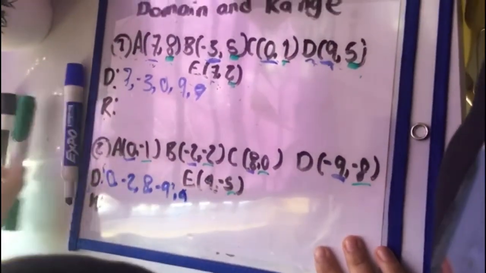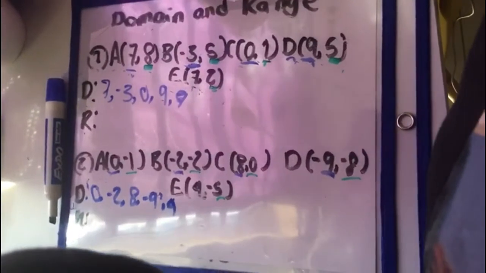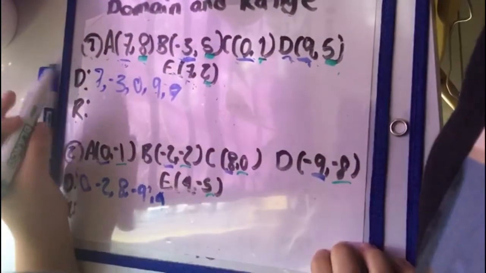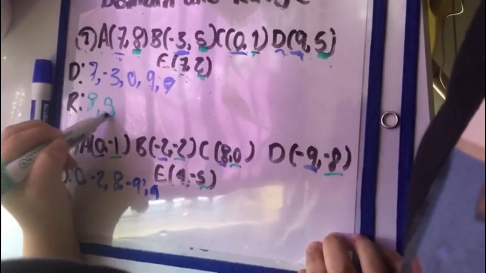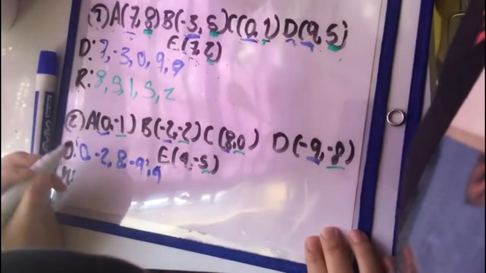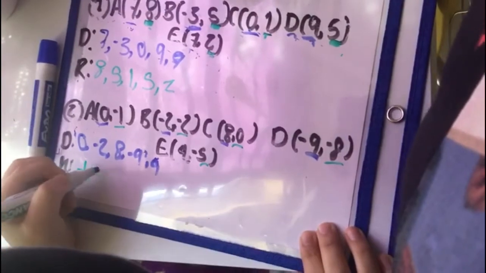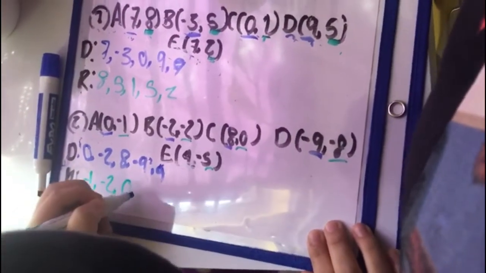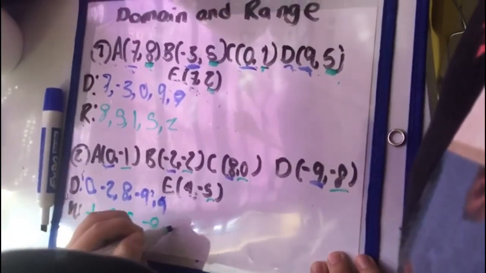Now, the range is always the second number. So in this one, it will obviously be 8, 5, 1, 5, and 2. And in this one, it's the same. It will be minus 1, minus 2, 0, minus 8, and minus 7.